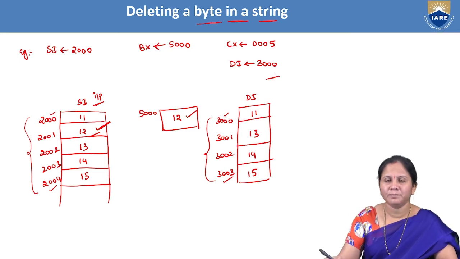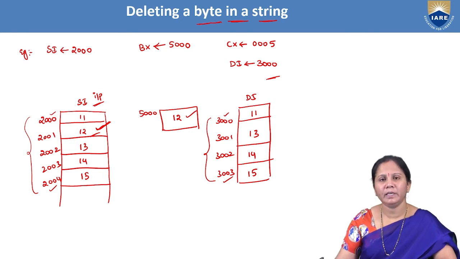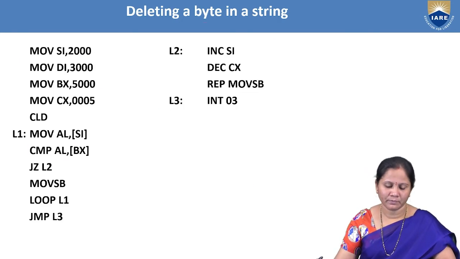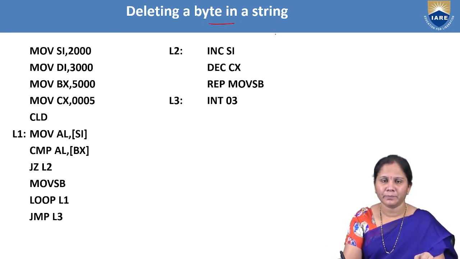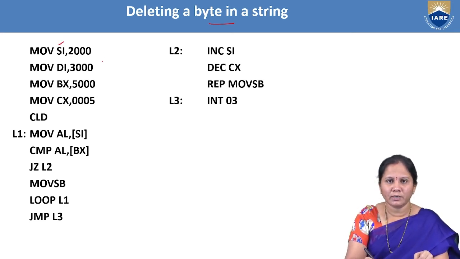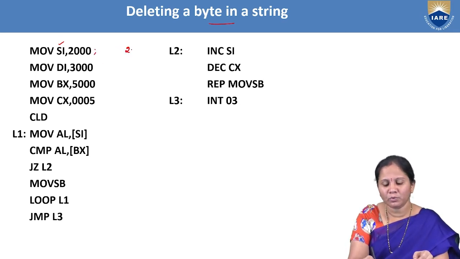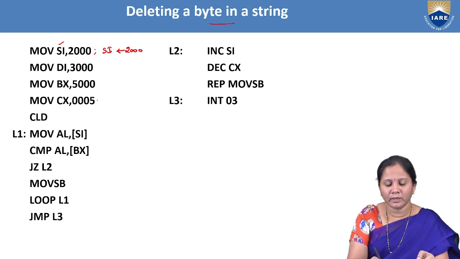Now for this logic, we have to write the assembly level language program for deleting a byte in a string. So this is the program to delete a byte in a string. As usual, we have taken the SI register and initialized it to the 2000 location. The value 2000 will be moved into the SI register because we are going to consider the input string in the 2000 location. And here the input string size is 5.